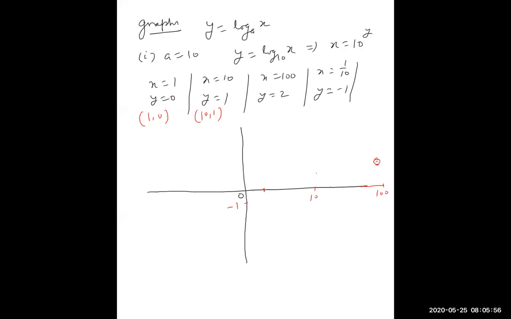This point is 2, height is 2. 100, 2. This is 10, 1. This is 1. So basically this graph, if you plot it and connect all these points smoothly, you will get a log graph of this type. We will get a graph of this type if we connect all these points.